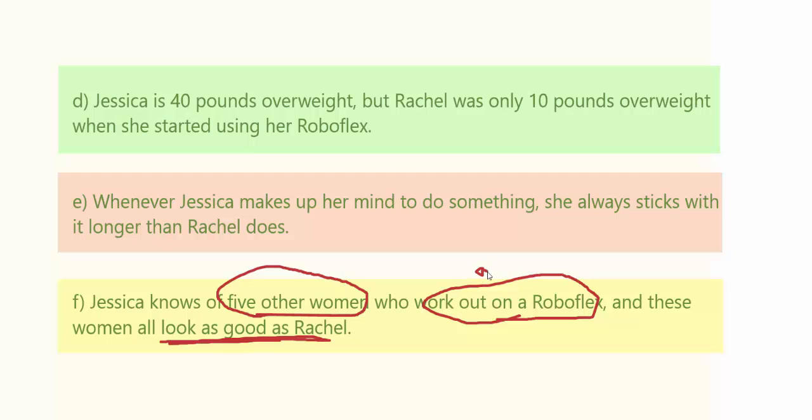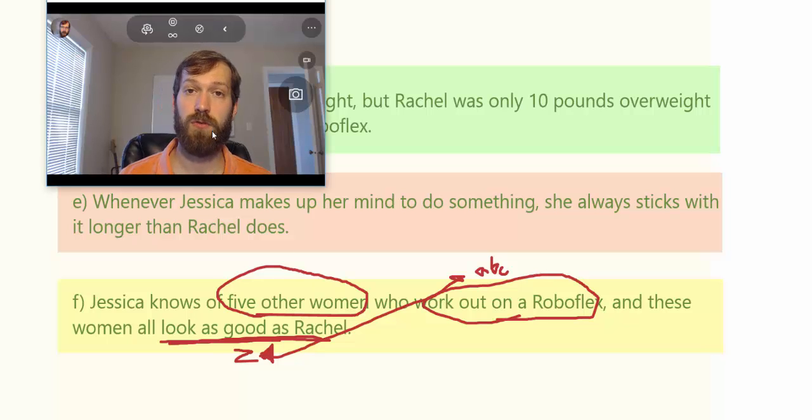So this would be like 5 instances of the ABCs, and noticing that out of each of these 5 ones, they keep being connected to Z, suggesting that there's a strong connection with using a RoboFlex, or having this RoboFlex, and having this near perfect body that Rachel has. So that makes it all the more likely that she can reproduce those results if Jessica gets the RoboFlex as well. Let's look at one last set of facts.